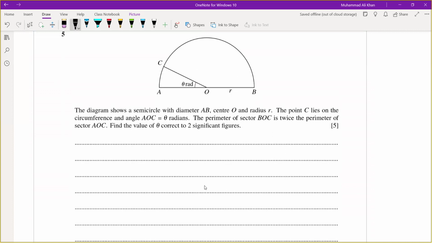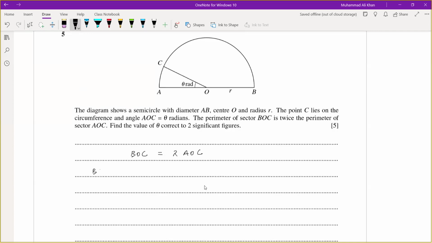The diagram shows a semicircle with diameter AB, center O, radius R. The point C lies on the circumference. Angle AOC is theta. The perimeter of the sector BOC is twice the perimeter of the sector AOC. Now, what do we need in the perimeter of BOC?